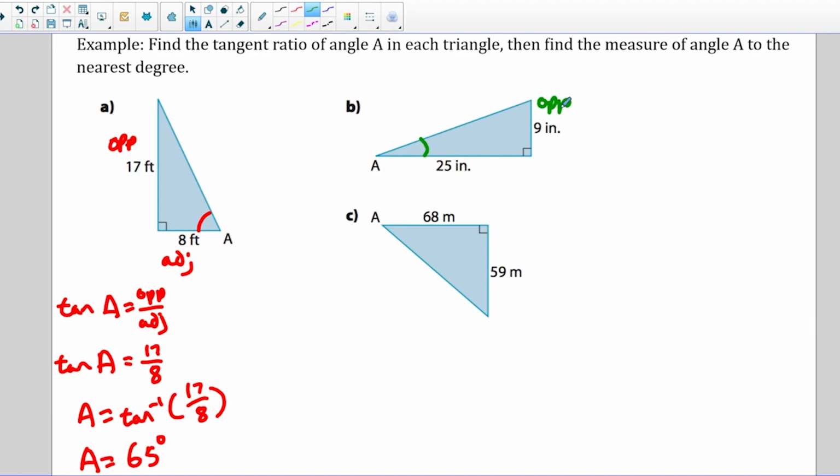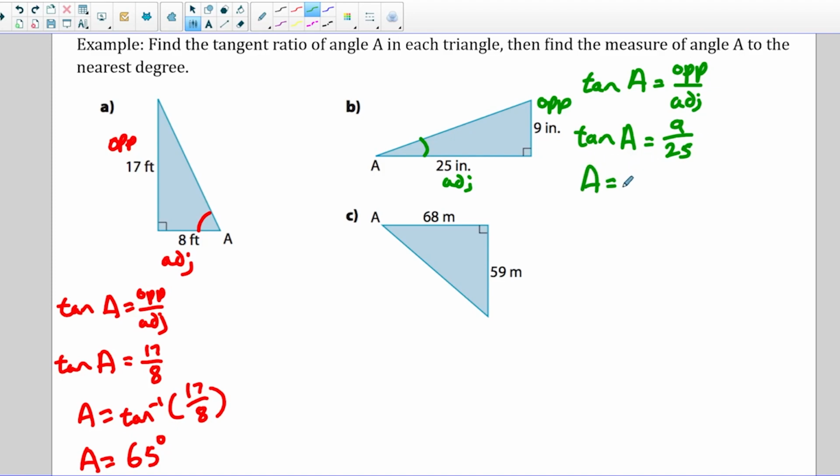For question B, we're going to start by labeling your reference angle. We know that this is the opposite side, and this will be my adjacent side. So tangent of angle A is once again equal to opposite over the adjacent side. So tangent of A is equal to 9 over 25.